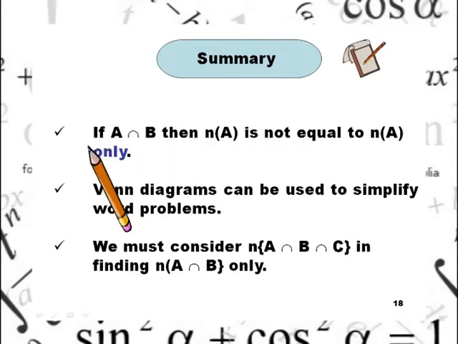Summary. If A intersect B is not empty, then the number in A is not equal to the number in A only. Venn diagrams can be used to simplify word problems. We must consider the number in A intersect B intersect C in finding the number in A intersect B only.